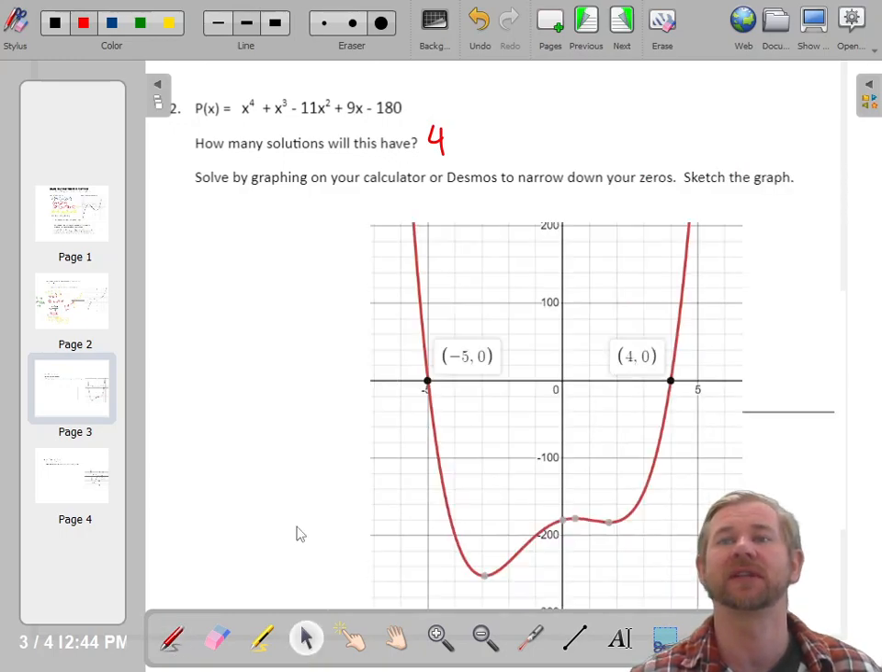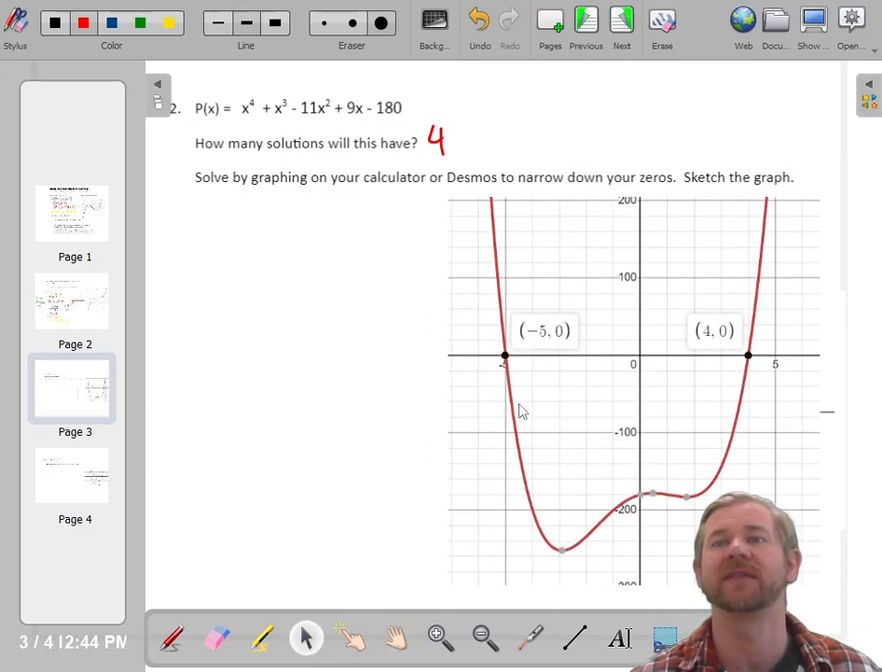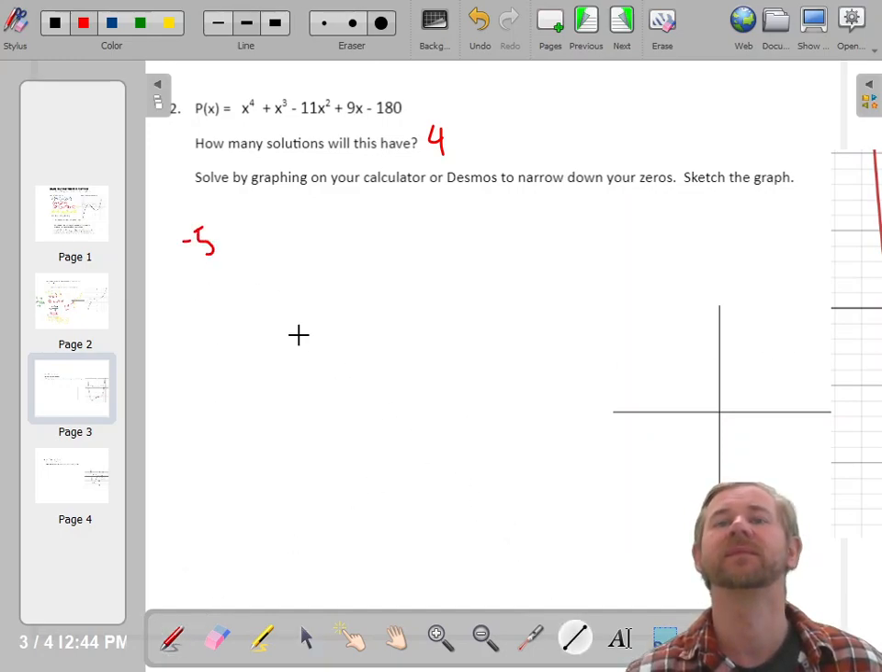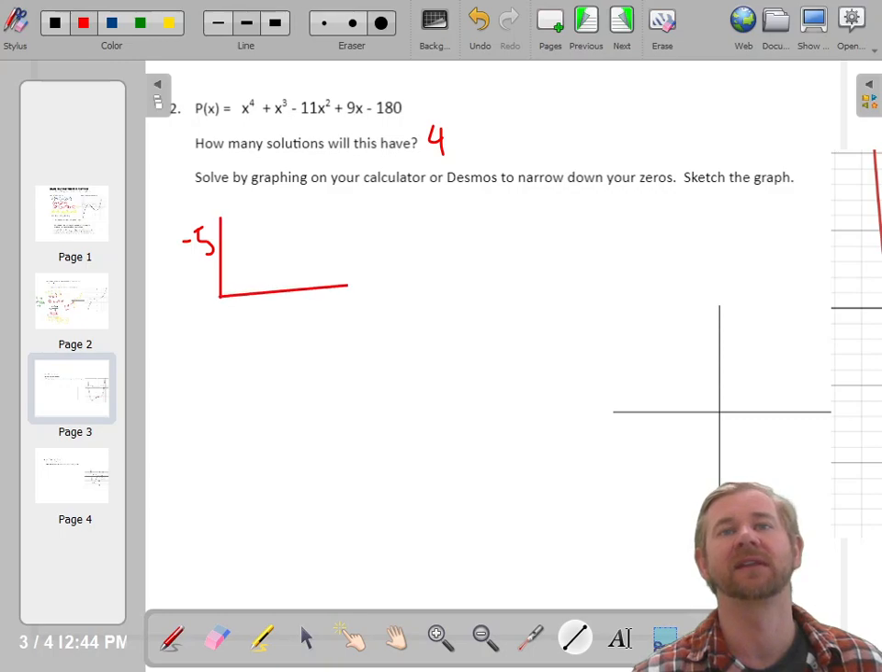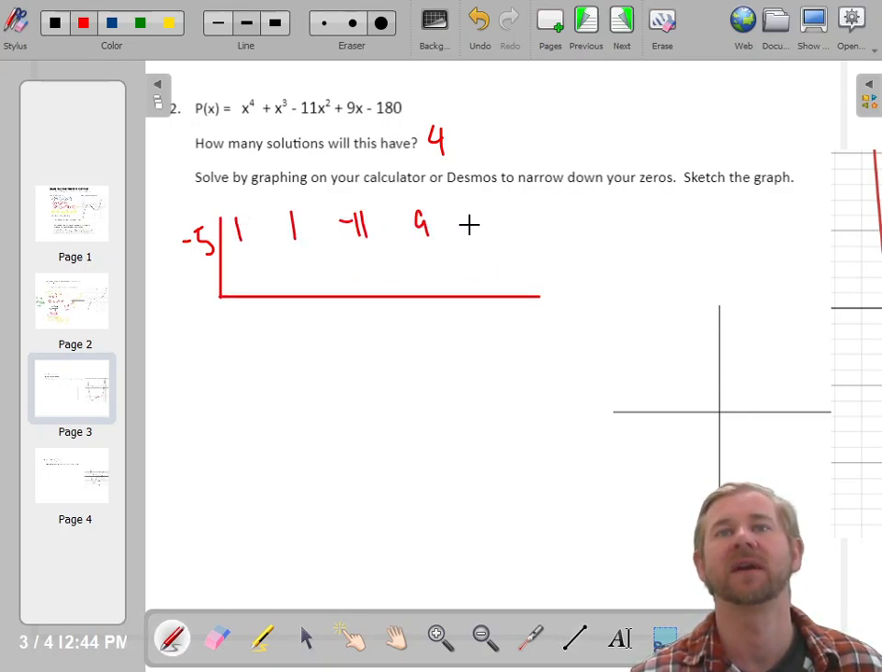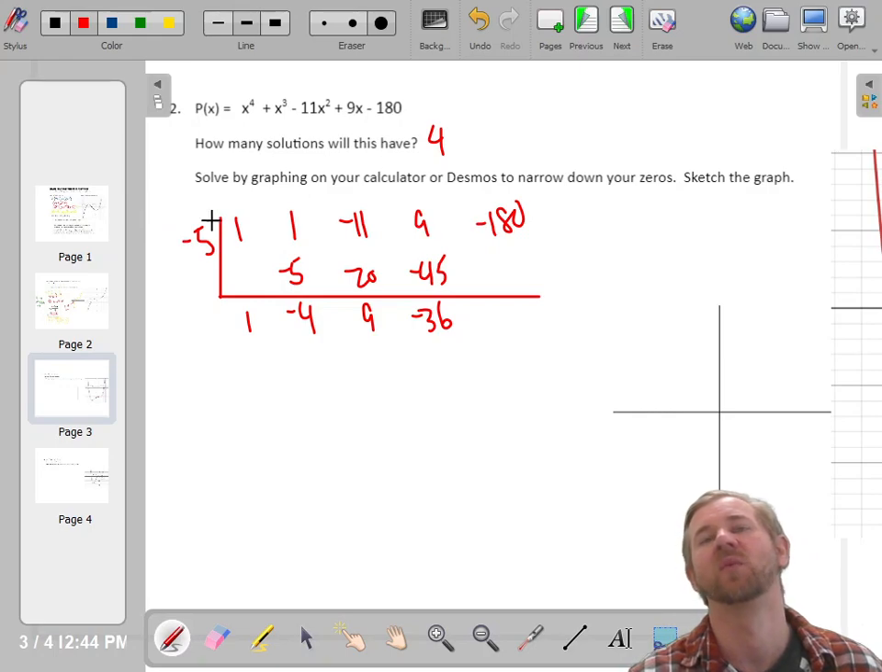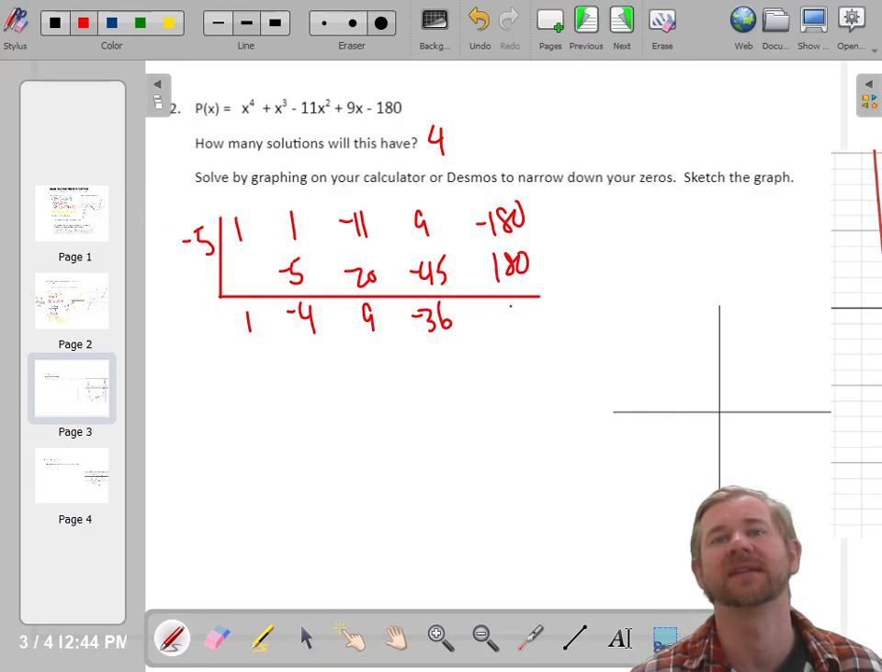Now I'm going to use Desmos and graph it, and I see that I have zeros at -5 and at +4. So let me start with -5. And what I'm going to do is synthetically divide. I know I'm going to get 1, 1, -11, 9, -180. 1, multiply, -5, add. Multiply, add. -45, that's going to be -36. And then that's 150 and 30, that's 180. Good, so I get 0.